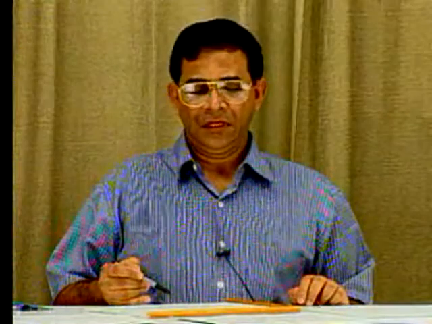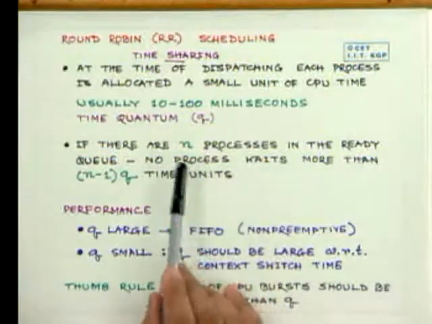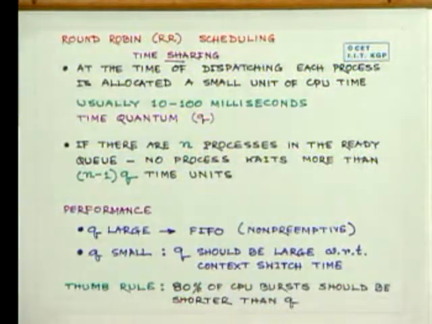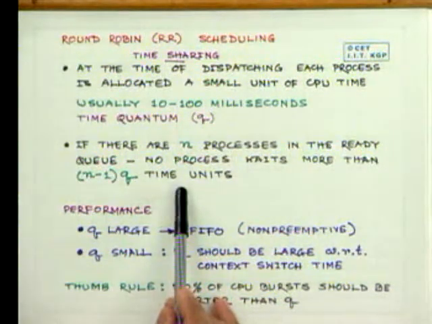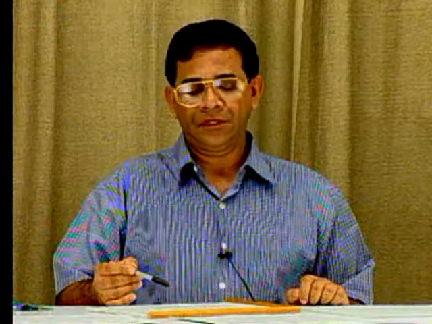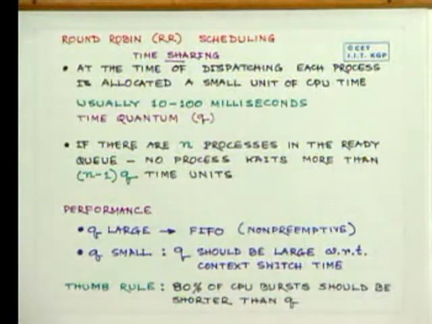This way, essentially what happens is that if there are n processes in the ready queue, then every process is assured of CPU time within a time interval of (n minus 1) times q, where q is the time quantum.